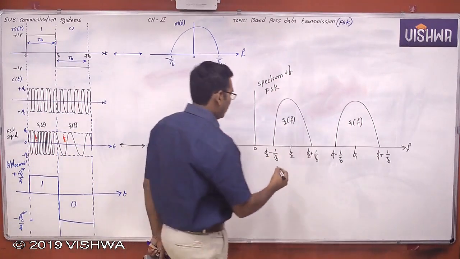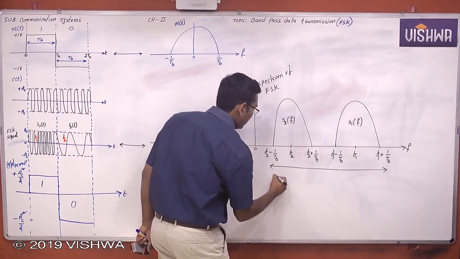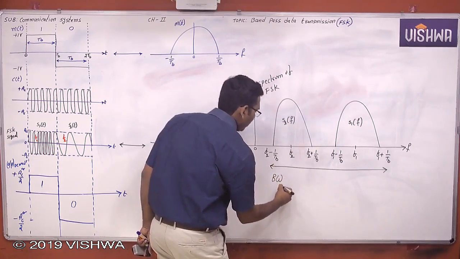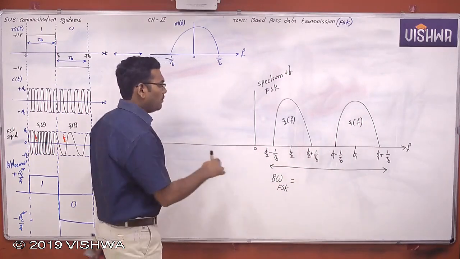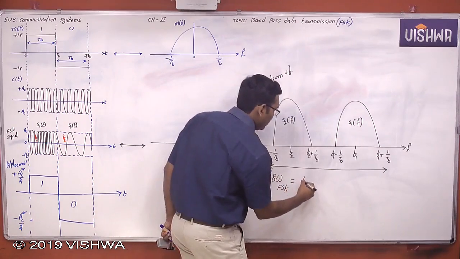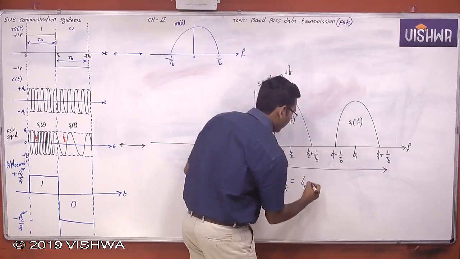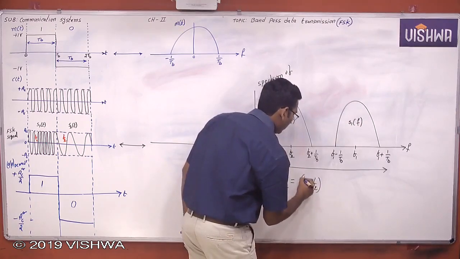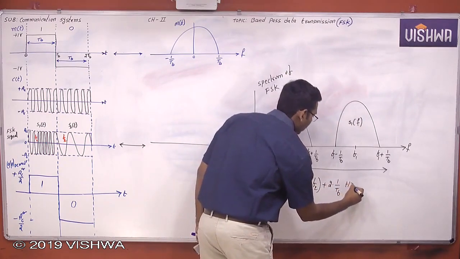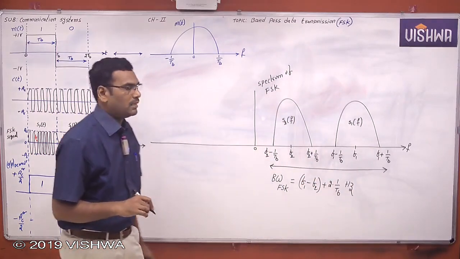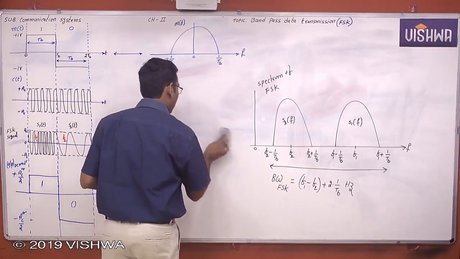So now what is the bandwidth? The bandwidth of FSK is equal to F1 plus 1 by TB minus (F2 minus 1 by TB), which means F1 minus F2 plus 2 into 1 by TB Hz. This is the bandwidth of FSK signal. There is a negative shifting also, but negative frequencies I am not interested in here.